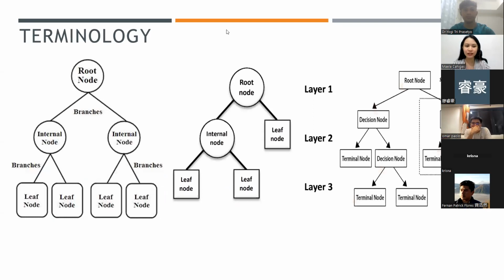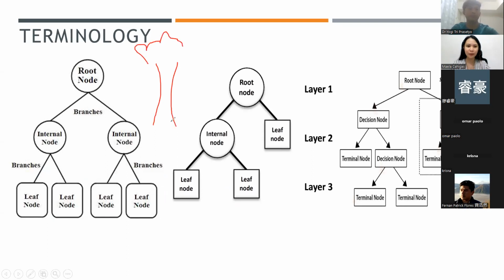So for the terms in decision tree, it primarily revolves around the tree itself. For example, in a tree we have the root node. If the tree has the root in the lowest part of the overall tree, in the decision tree or random forest classifier, it's located in the topmost part. And that's what we call the root node. It is called the root node regardless of how your tree looks.